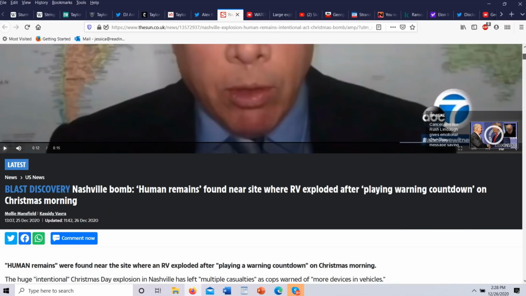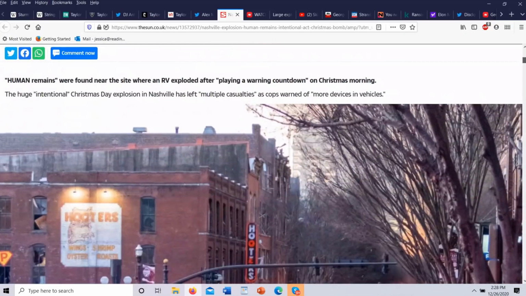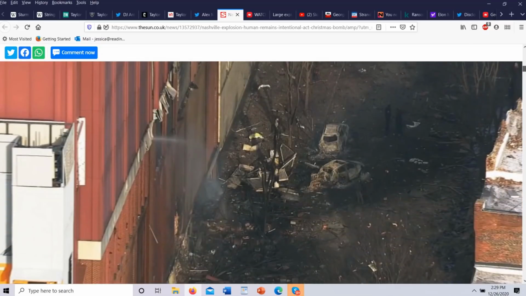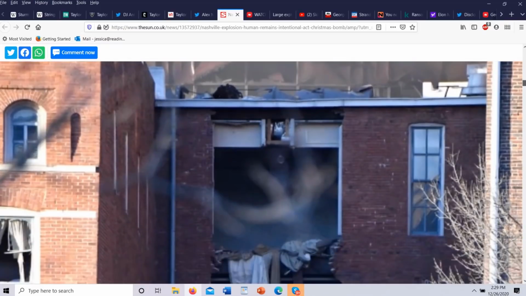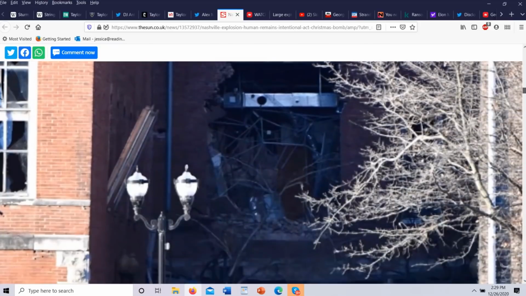Human remains found near the site where the RV exploded after playing a warning countdown on Christmas morning. Just happened. Look at the devastation. They found human remains, it left multiple casualties, and warned of more devices in vehicles. Isn't this crazy? Look at that. It looks like a war zone. This looks like it was a downtown area, and that was Christmas Day. Look at that whole thing blown out.